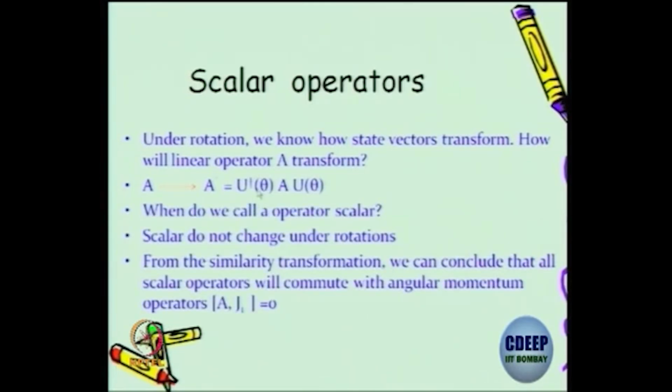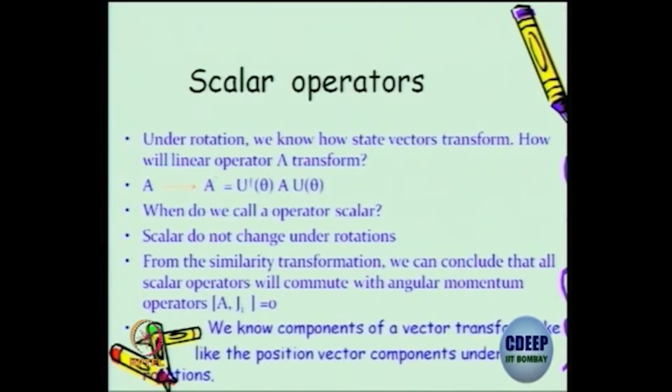If you expand this U of theta as e to the power of i J dot theta, you can show that scalar operators will commute with all the components of angular momentum. You have verified this for r dot r or a dot b, and it is nice to know that this is the formal way in which you can prove that scalar operators commute with angular momentum. Any questions on this? I probably indicated this step in the last lecture, but you can do it.